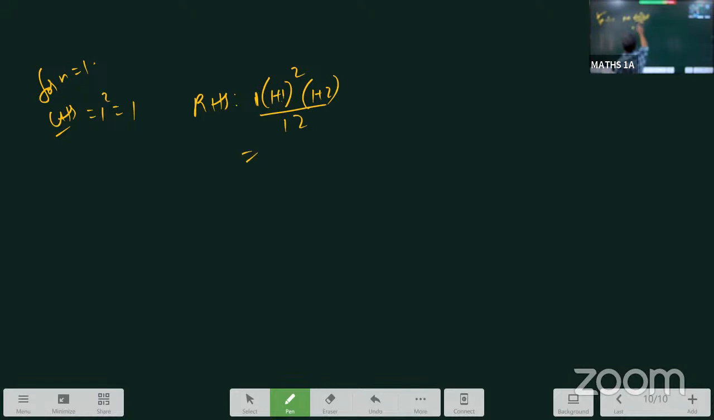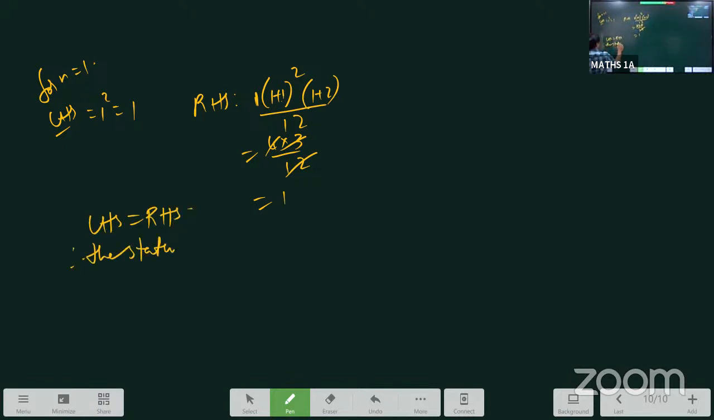1 plus 1 is 2. 2 square is 4 into 3 by 12. 4 3s are 12, which gets cancelled. I get 1. So 1 only, no? Therefore, LHS equals RHS. Therefore, the statement S of n is true for n equal to 1.